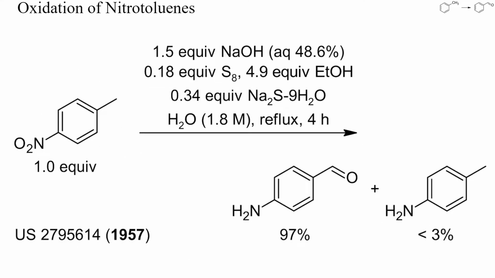Toluenes with particularly acidic methyl groups can be oxidized by other methods than less acidic toluenes. Reaction of 4-nitrotoluene with sulfur, for instance, gives a high yield of 4-aminobenzaldehyde. Because of the sulfide required to initiate the reaction and formed during the oxidation, reduction of the nitro group by sulfide could not be prevented.